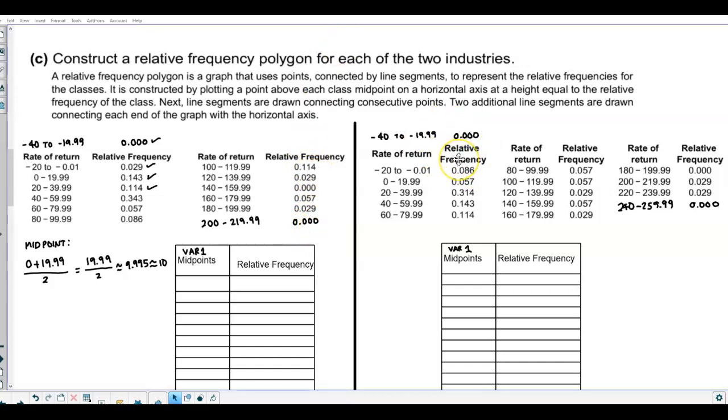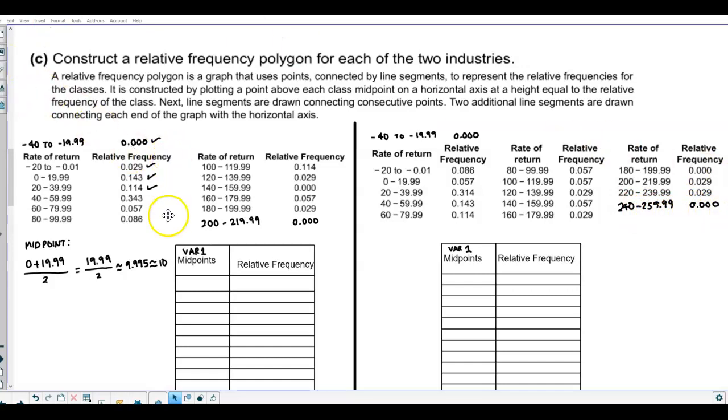And then we would do the same thing with the other stocks. So here we have negative 40 to negative 19.99, okay, and then we have 0.000, and then over here we're adding 20 to the last class to give us 240 to 259.99, which gives us 0.0000.